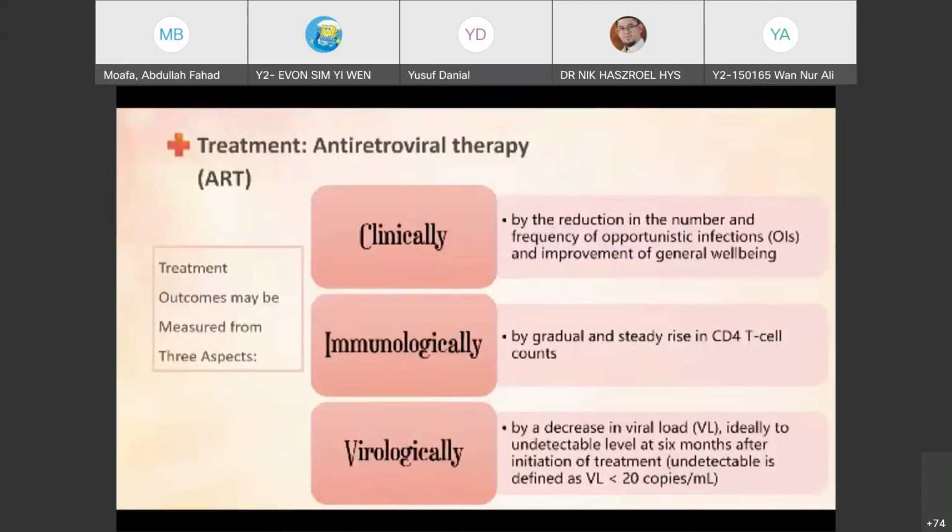Okay, based on MOH, the treatment outcomes may be measured from these three aspects. First, clinically, by the reduction in the number and frequency of opportunistic infections and improvement of general well-being. Secondly, immunologically, by a gradual and steady rise in CD4 T cell counts. And third, virologically, by a decrease in viral load, ideally to an undetectable level at 6 months after initiation of treatment.